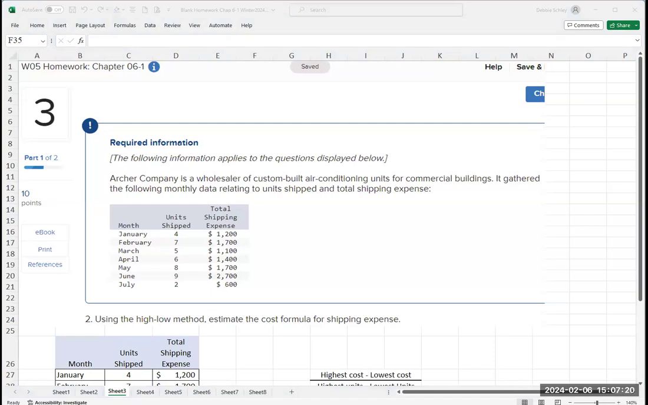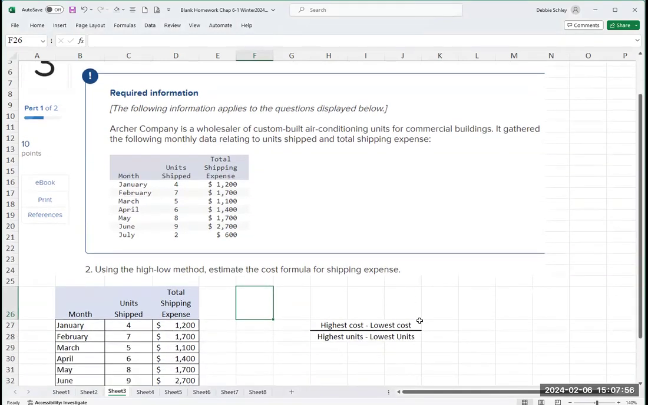This one was a little confusing on mine, but I'll tell you why in a minute. Archer Company is a wholesaler of custom-built air conditioning units for commercial buildings. It gathered the following monthly data relating to its units shipped and total shipping expense. So again, I have my months, my units shipped, and my total shipping expense. Using the high-low method, so be really careful in watching what method they're asking for in this homework in particular, estimate the cost formula for shipping expense.